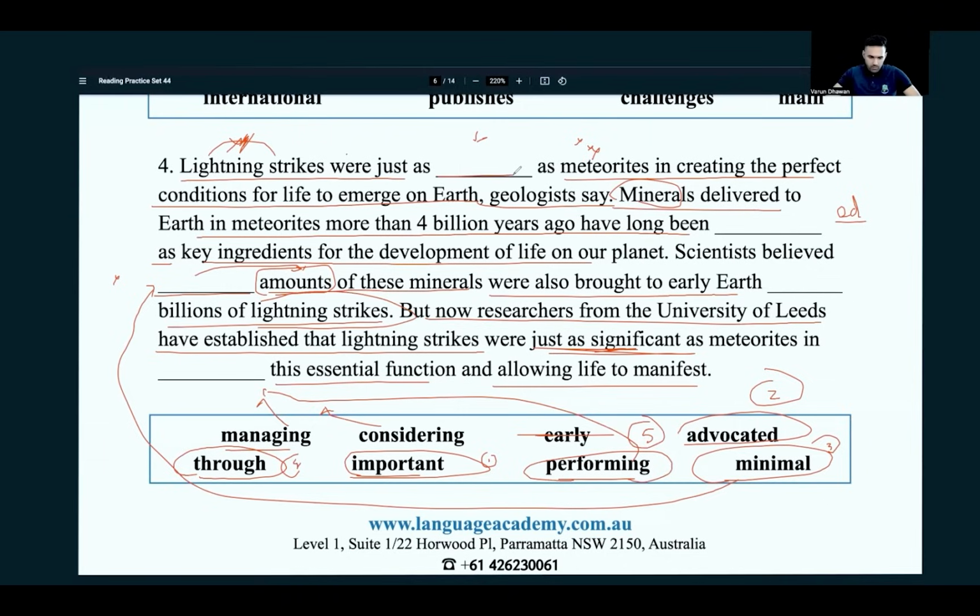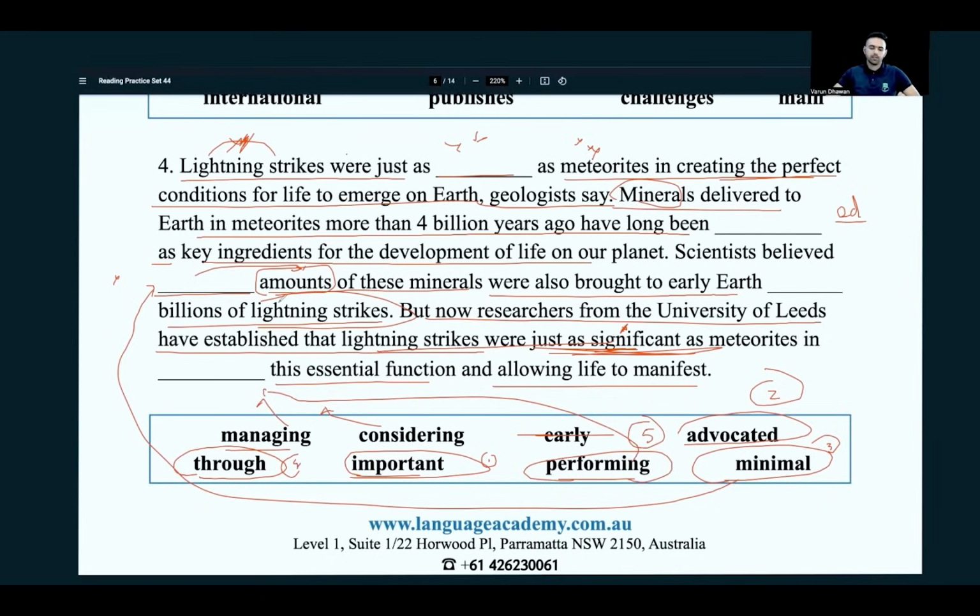Why important over here? Because we have got something positive over here, so a positive word. And same thing, as significant as: lightning strikes were just as significant, means as important. We have got the answer over here as well. Minerals delivered to Earth in meteoroids more than 4 billion years ago have long been advocated as key ingredients for development of life on a planet.